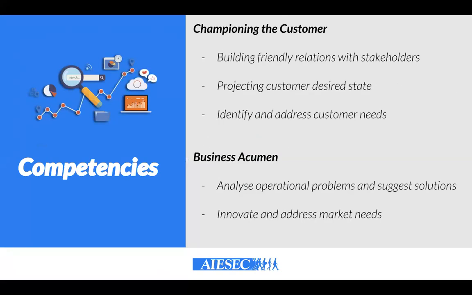Talking about customers, we have championing the customer. This means building friendly relations with stakeholders, providing customers with the desired state, and identifying and addressing customer needs. In addition, we have business acumen. We are dealing with students, yes, but we also need to conduct ourselves as professionals. Business acumen means we have the ability to analyze operational problems and suggest solutions. In addition, we innovate and address market needs in order for us to execute.